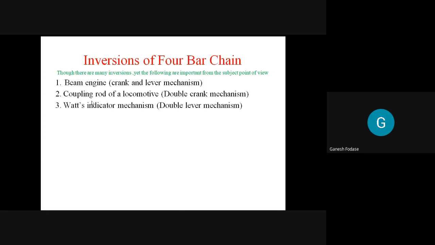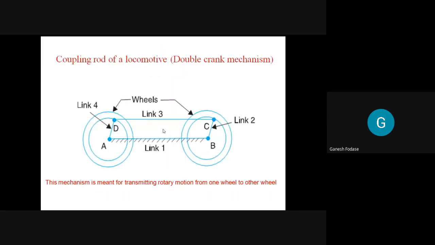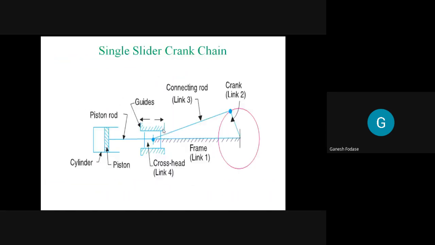And finally, Watt's indicator is also an application of a double lever mechanism. That's what we talked about regarding inversions of the 4-bar chain mechanism: beam engine, parallel crank, and then Watt's engine. After that, we just started our discussion, not finally completed, on inversions of a single slider crank chain.